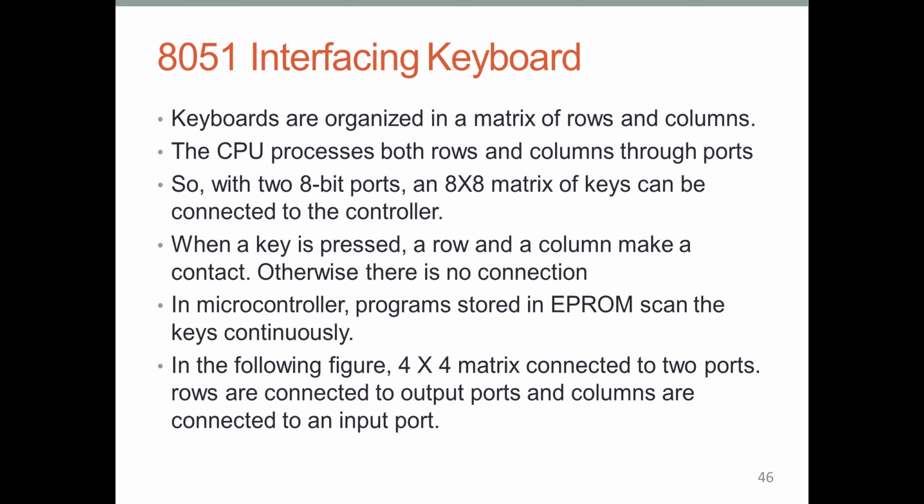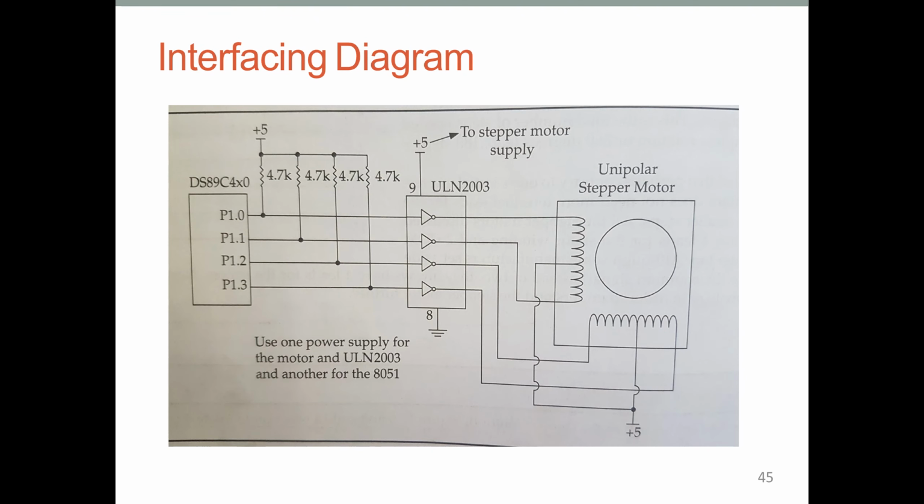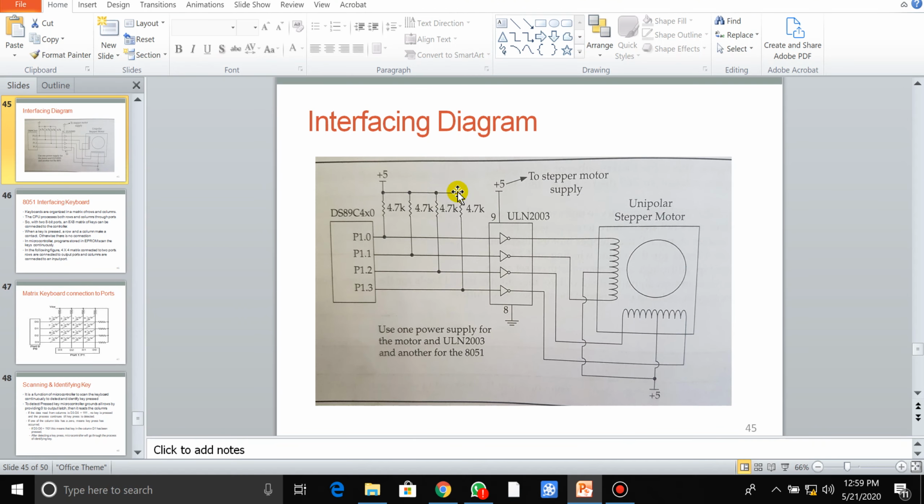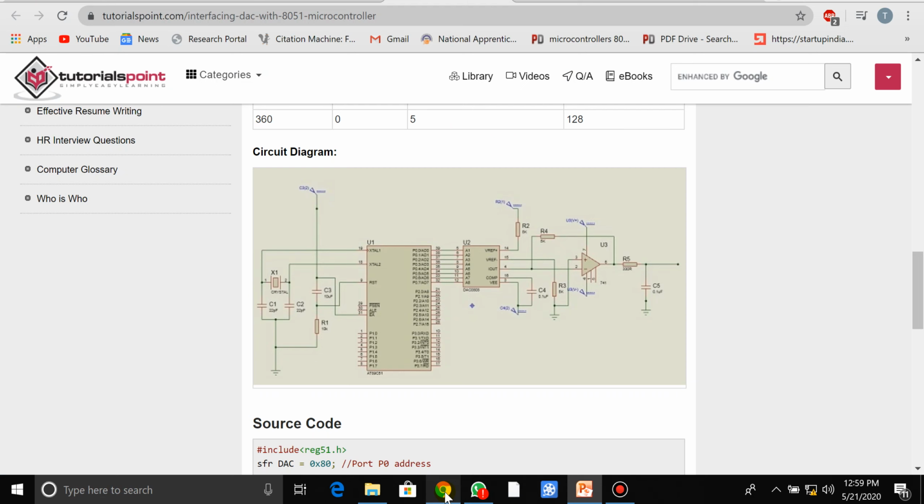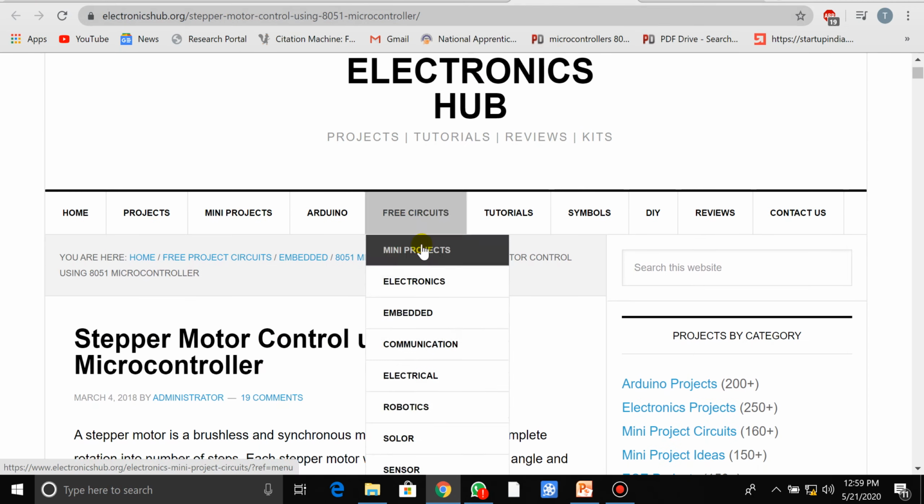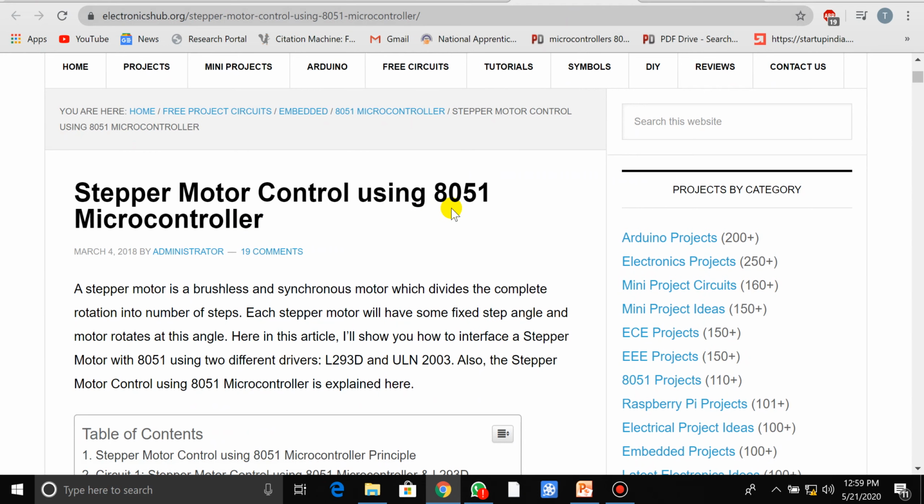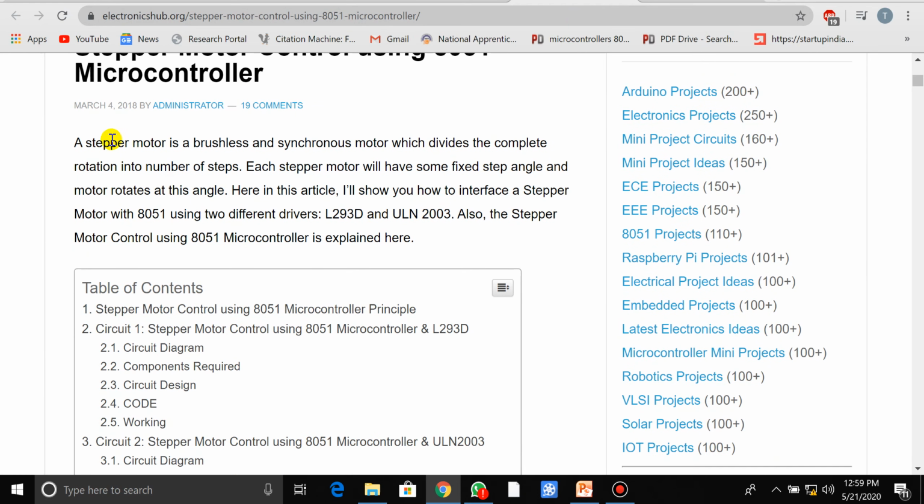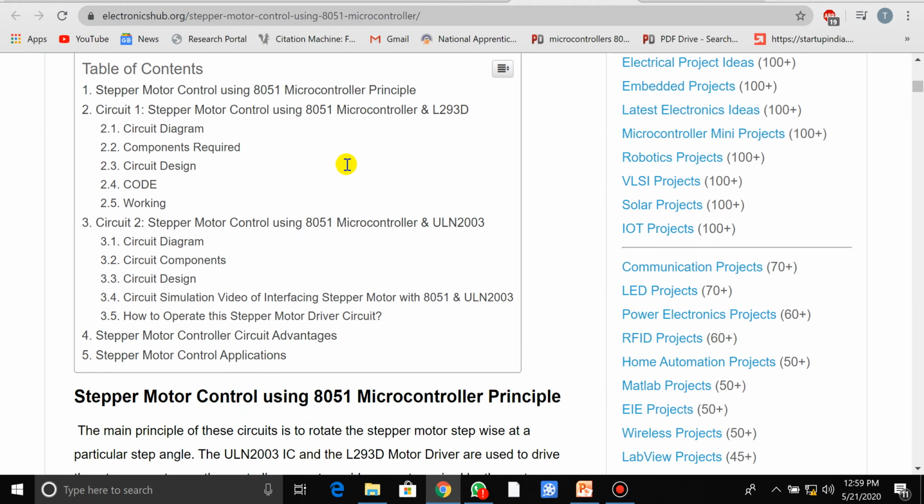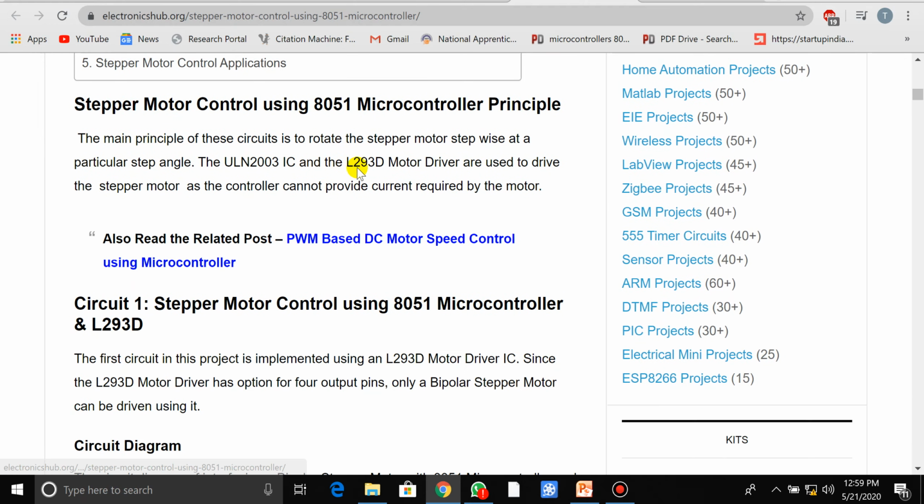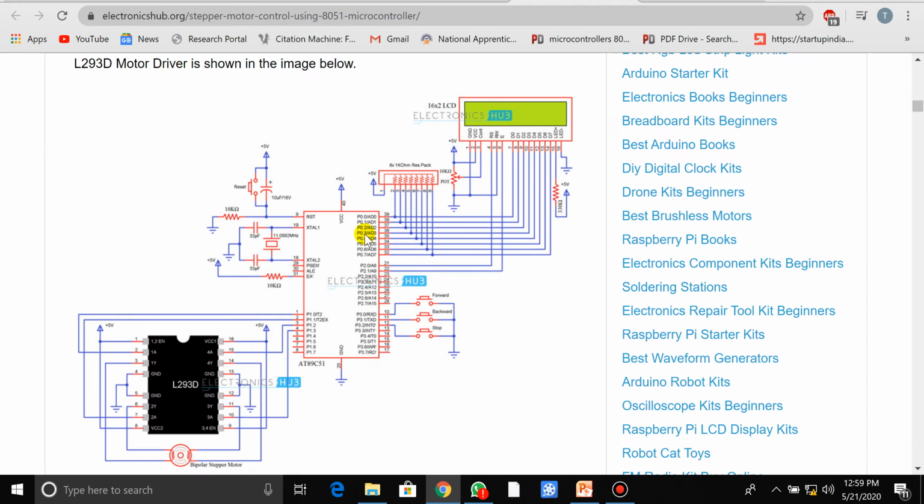So next is interfacing of keyboard. Before going to this, let us discuss practical applications of it: stepper motors using the 8051 microcontroller. As I already told, what is a stepper motor and what is this ULN2003. ULN2003 is a motor driver. To drive the motor, this is a circuit diagram showing how we are going to use it.